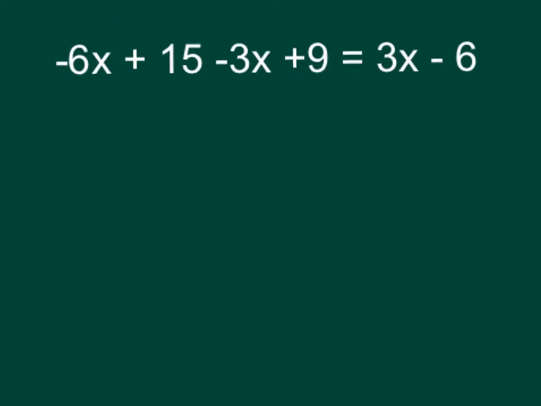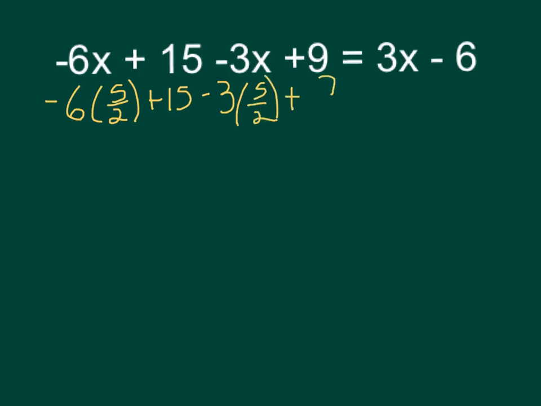Now we're going to check it. So we're going to put in a 5 over 2 everywhere we see an x. Now I know we said we could combine like terms to start this problem, but we want to make sure that we didn't do anything wrong. We want to make sure we didn't combine our terms the wrong way in the first step. So we're going to take our original equation and substitute 5 over 2 into that original.